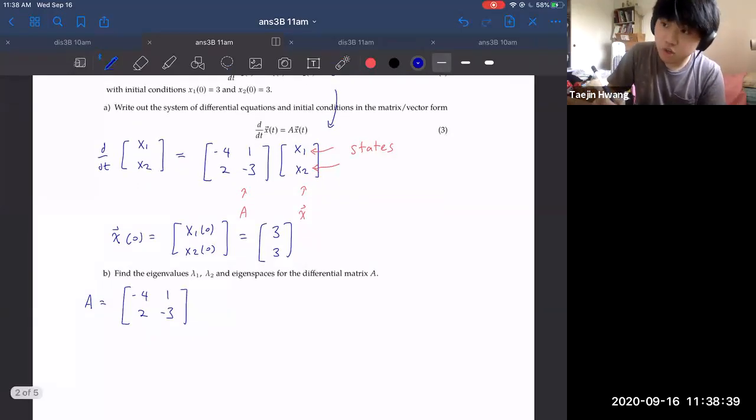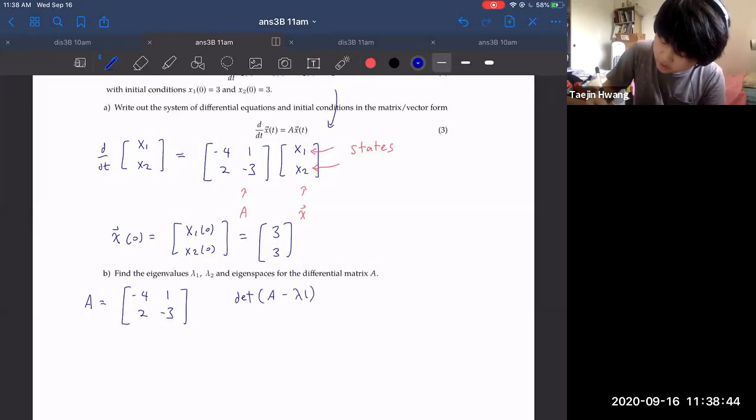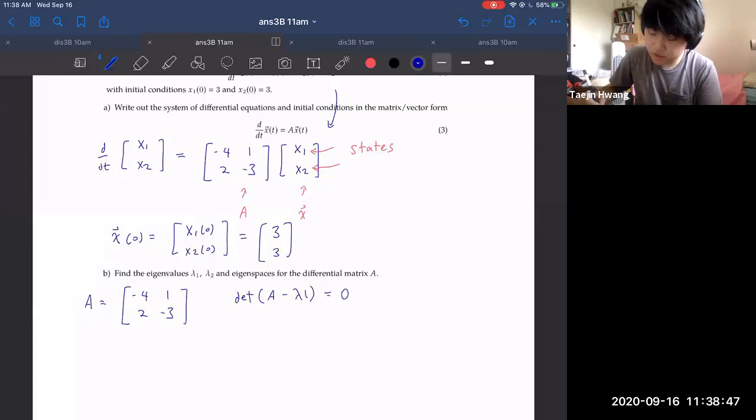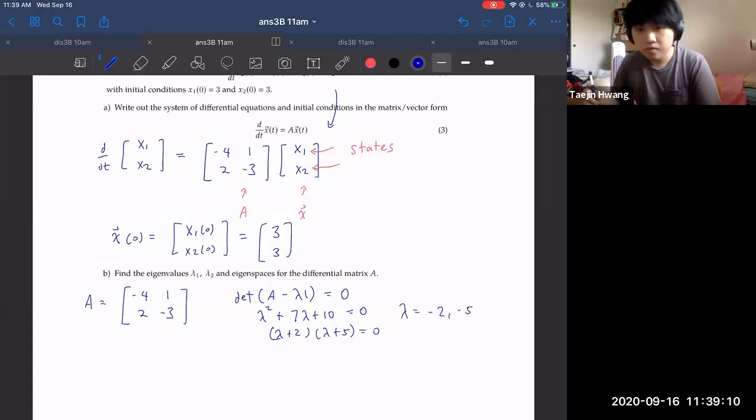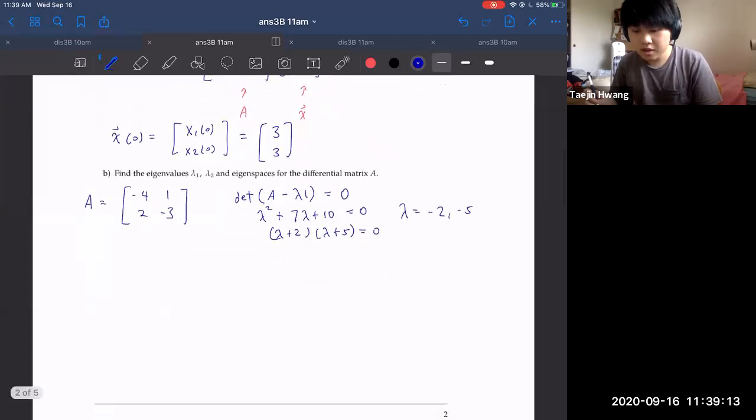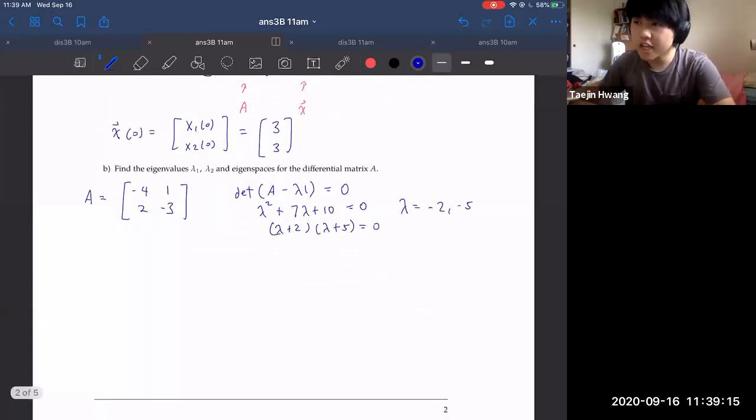But remember that the overall procedure is to just look at the determinant of A minus lambda I, set that equal to 0, and in this case, I'm just going to skip all the math and tell you that this determinant is equal to lambda squared plus 7 lambda plus 10. And if we're to solve this, this tells us that lambda is equal to -2 and -5. And then we want to find the eigenspaces or the eigenvectors.